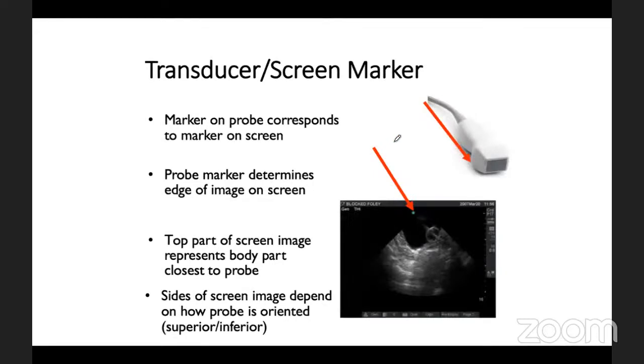And on the probe, if you see, there is like a tubercle or a ridge on one side, and this corresponds to the edge of the image, and wherever it is, it will correspond to the right or the left side. The top part of the image is usually close to the probe, and the rest is as far as we go further down.